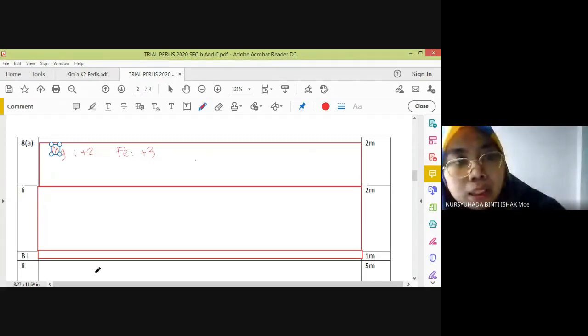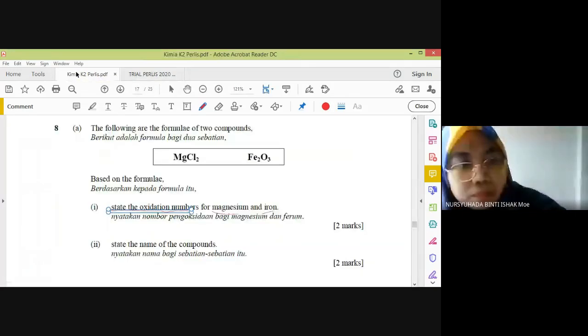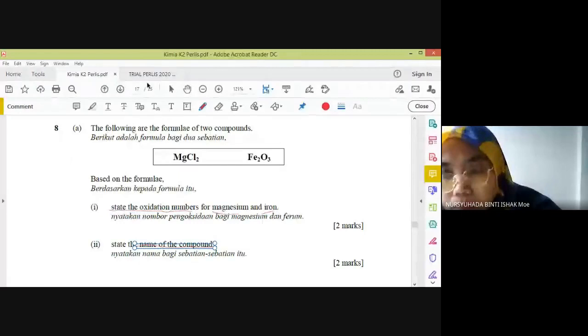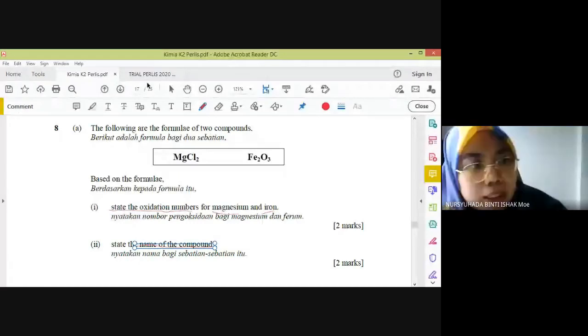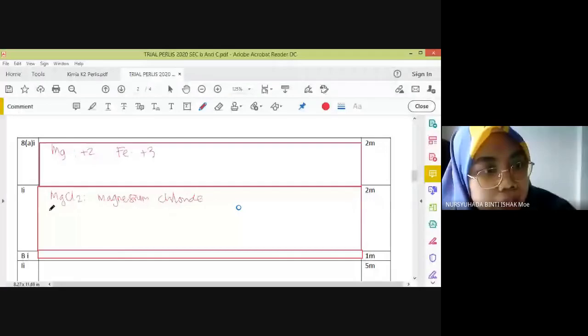Okay, now question number 2. A2. State the name of the compounds. Okay, nama. So kena tulis nama lah. Okay, so nama yang pertama MgCl2, namanya adalah magnesium chloride and Fe2O3 namanya iron. Mesti tulis the oxidation number dia iron 3 oxide.